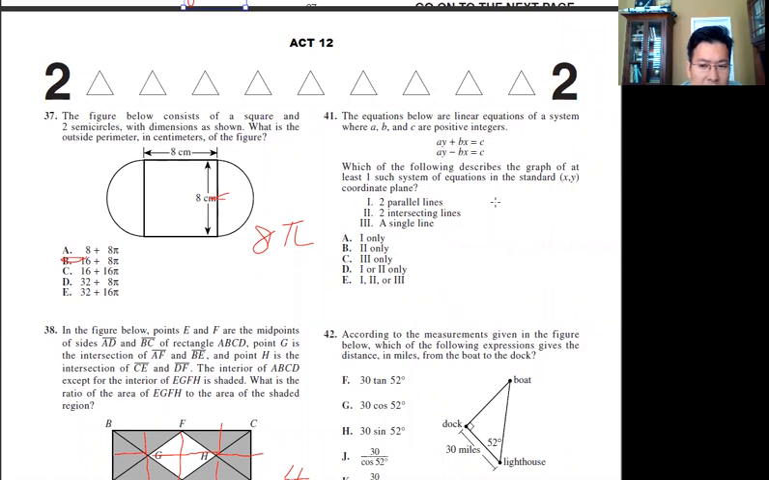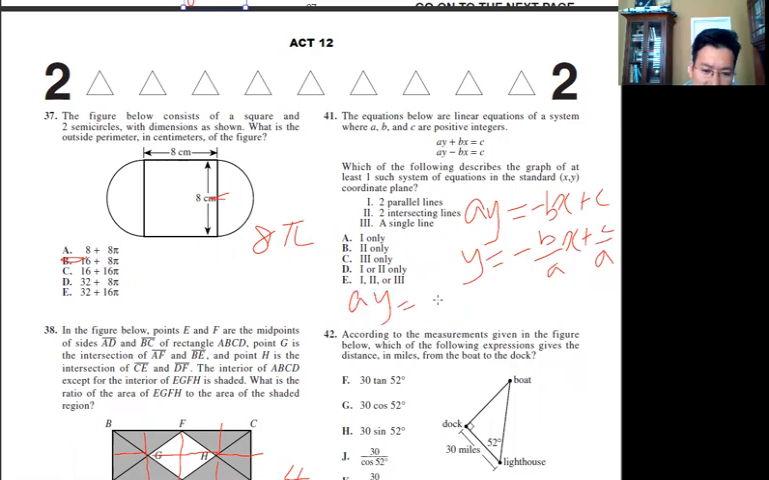There's 2. So you can think about it, you can change the first line to y equals minus b over a x plus c over a. The second one is a y equals plus b x plus c. Now it's y equals b over a x plus c over a. Slope is different, and the y-intercept is the same. So parallel, no. Intersecting, yes. Single line, no. So it's only 2.